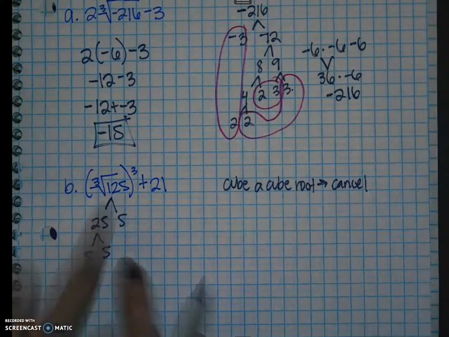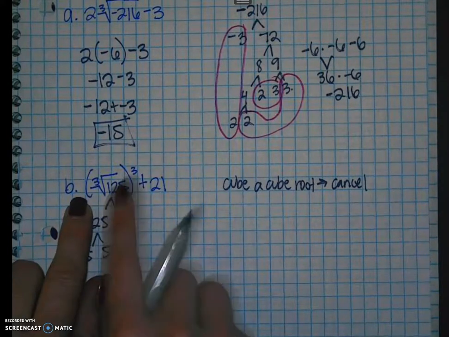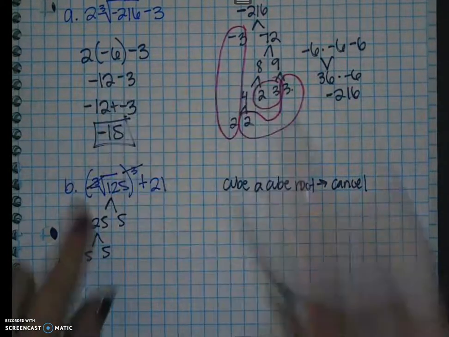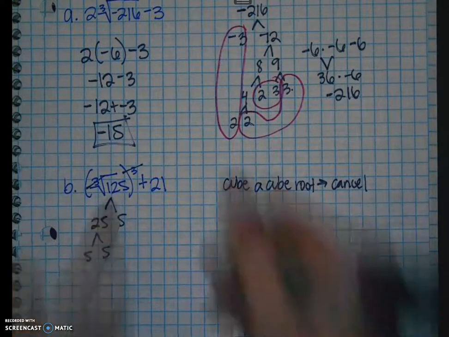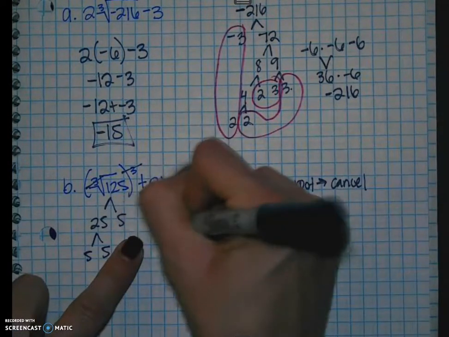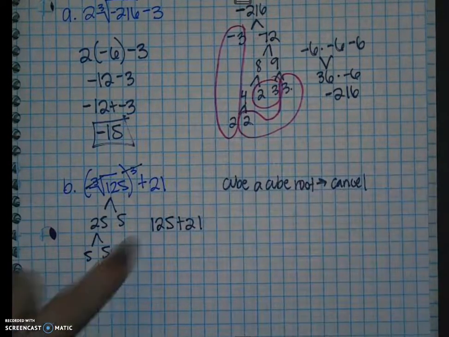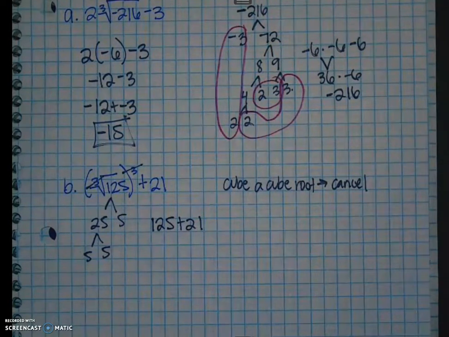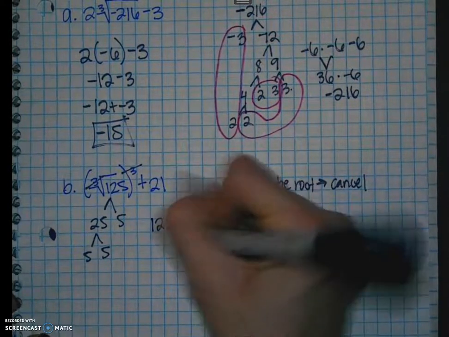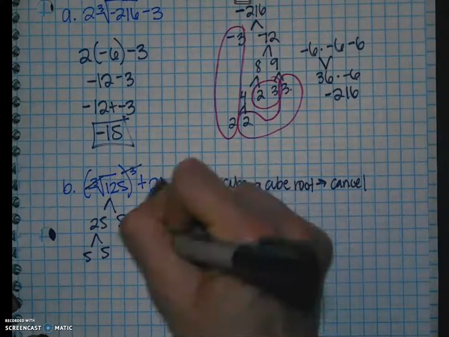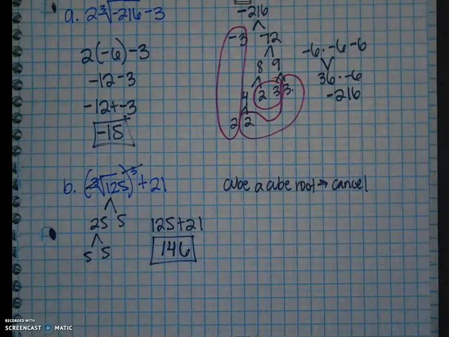Okay? So if you see a cube root being cubed, you should know that these guys just cancel, and you're just left with 125. So then continue your problem. What's 125 plus 21? Well, 5 and 1 is 6. 2 and 2 is 4. And that's your answer. Okay?